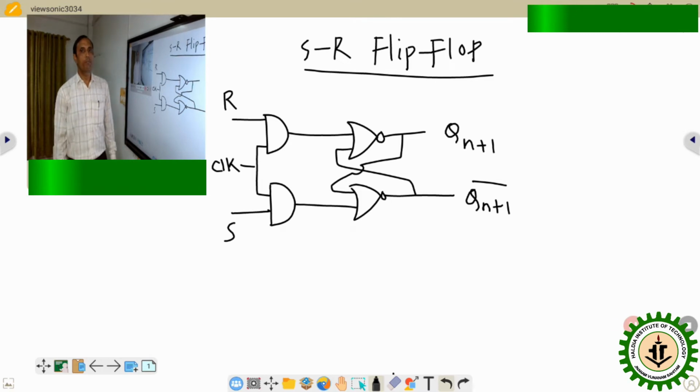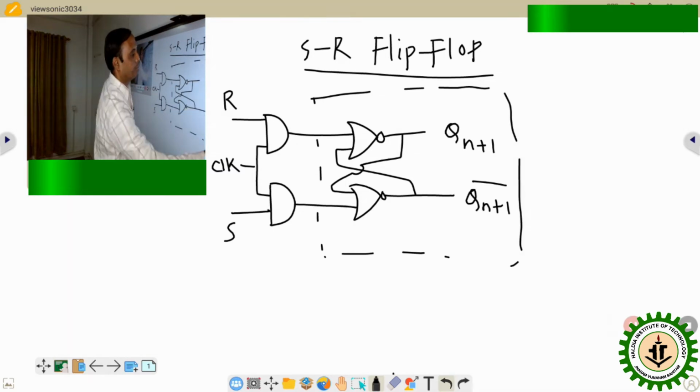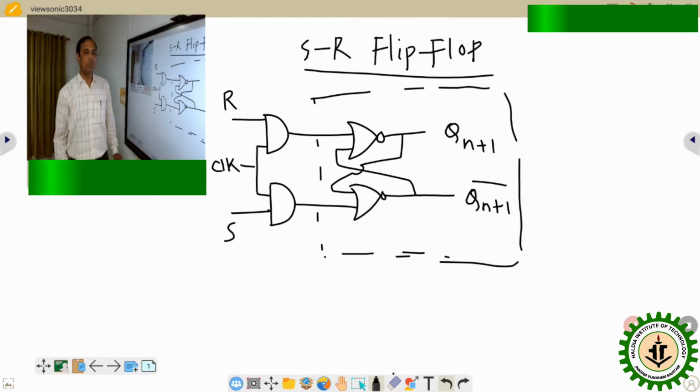So this is the SR flip-flop. It is just a modification of the SR latch. This particular portion is exactly the same as the SR latch. Only here I am adding a clock pulse circuit. That means two AND gates I am connecting with these two NOT gates to provide the proper clock pulse. So here also there are two inputs, one input is R, another input is S, and two outputs, one is the main output, another is the complement of that main output.